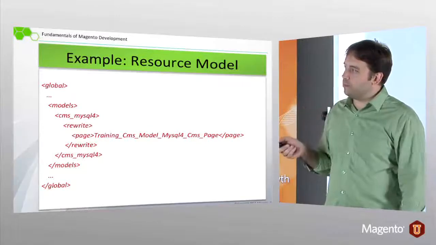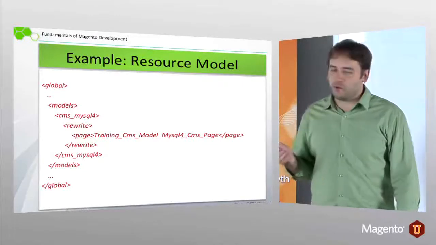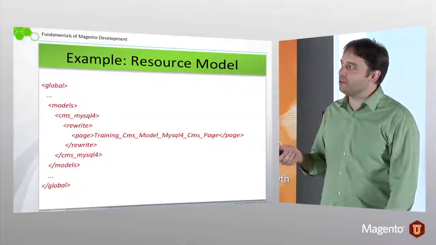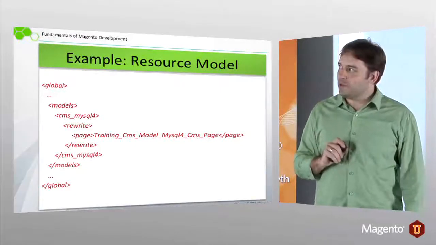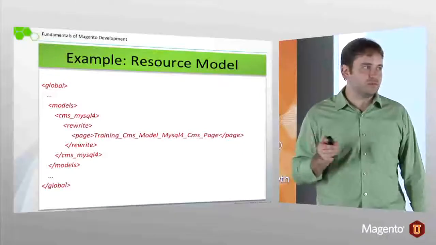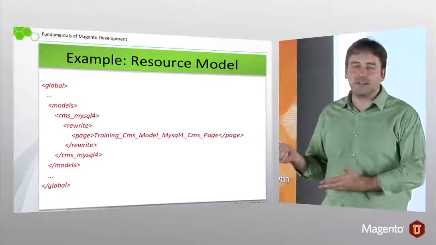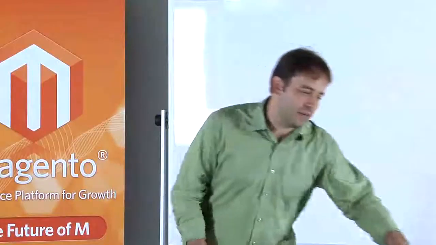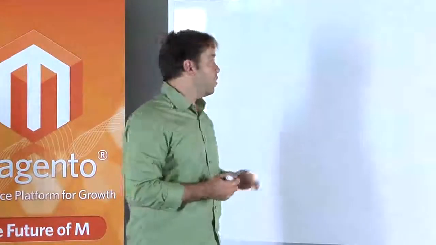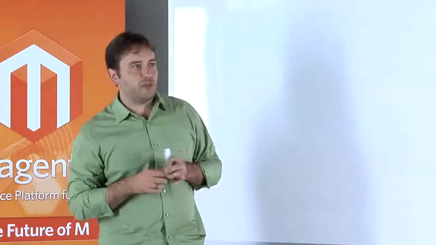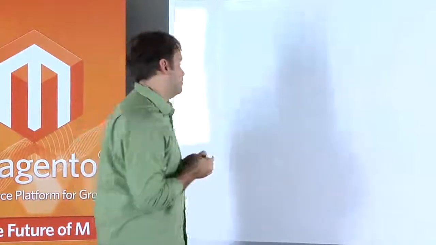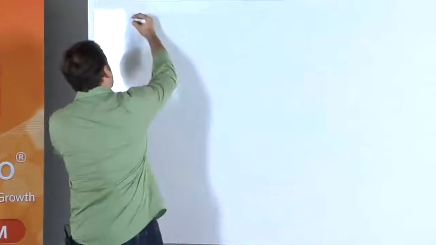Now, the problem for me when I first tried to do this was I had no idea what to use for this node under models. All right? Because you might think, well, it's a model, rewriting a model, we'll just use CMS. But we're not going to use CMS. Because of what the configuration does to find resource models, so effectively we have a call to Mage get resource model. What that looks like is this.